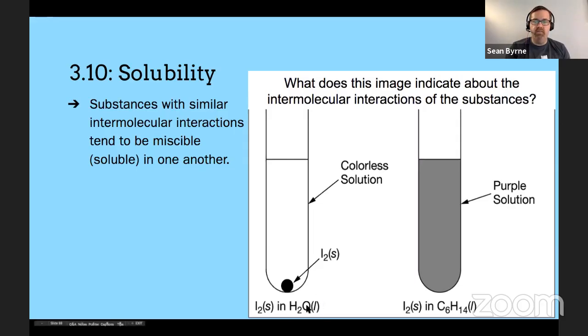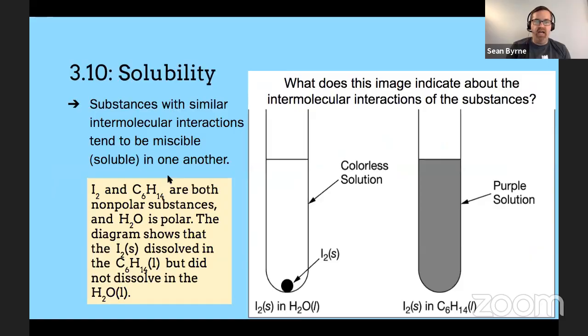And water is a polar molecule. So we would not expect a nonpolar molecule to be soluble in a polar solvent. However, when iodine is mixed with C6H14, this is another nonpolar molecule. We do expect the two nonpolar molecules to be able to interact better and to be soluble in one another. So iodine and C6H14 are both nonpolar substances, and the water is polar.